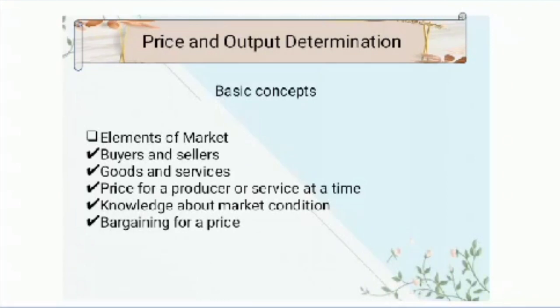Under the elements of the market, there are the buyers and the sellers, goods and services, the price of the product or service at the time, knowledge about market condition, and bargaining for a price. These elements of the market are needed to counter the obstacles on business when entering a market. This will be all.